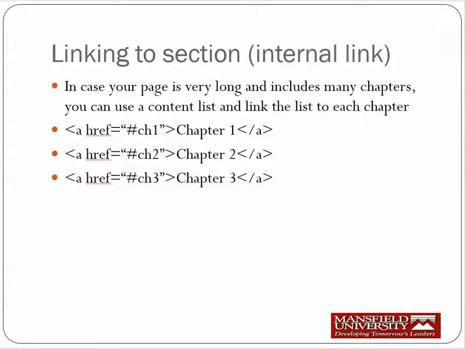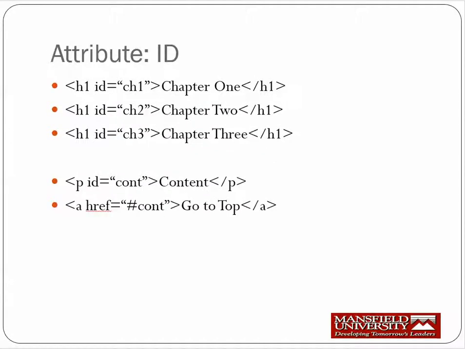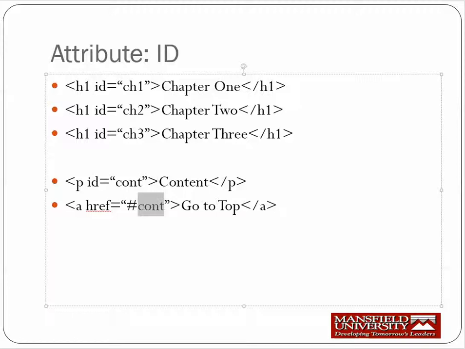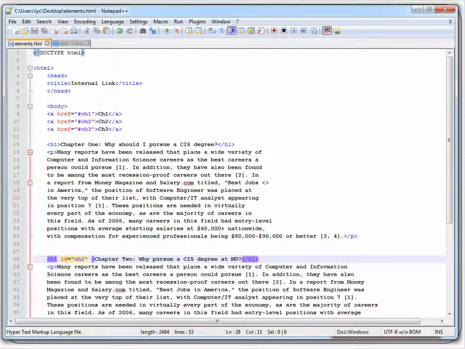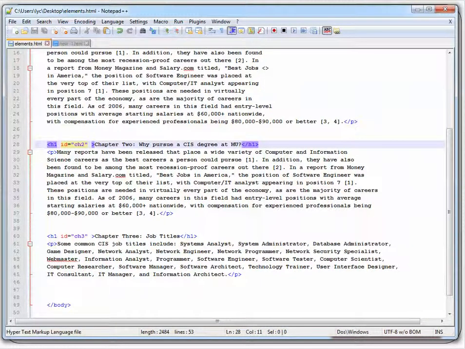So we use jump to H1, H2, H3. Actually, in that example, we use ID for heading. But ID can be anything, it can be a paragraph. It means we can jump to a paragraph like this. Anchor hyperreference equal to content. Then once we click this link, it will jump to this paragraph. Let's try it. Say we have a paragraph, for example, this paragraph. We assign this paragraph an ID equal to content. Too much, CONT is fine.